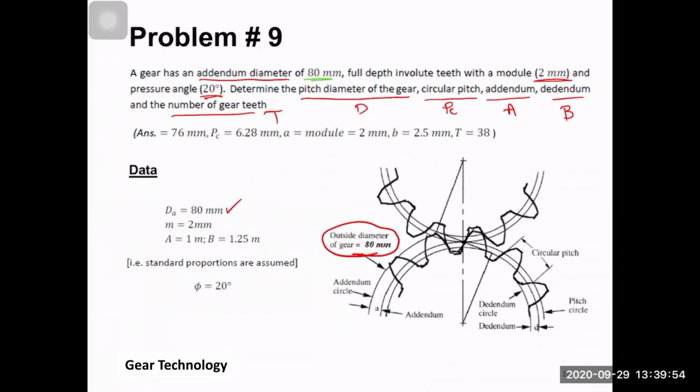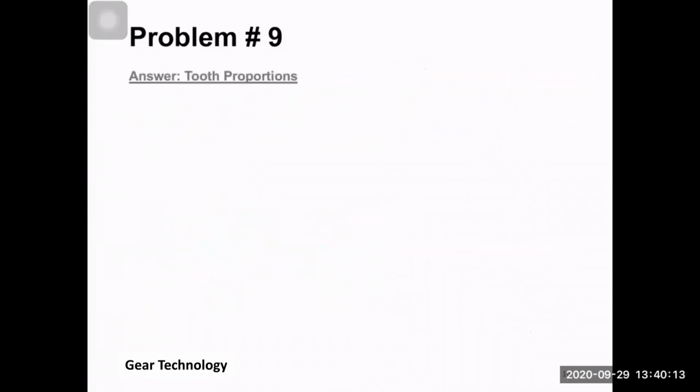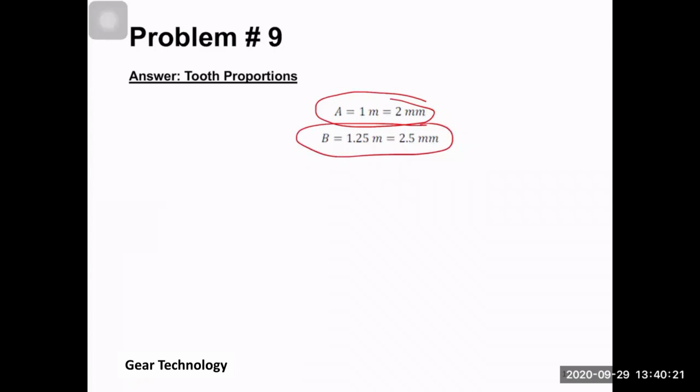We have the module, and for standard proportions, we can simply say the addendum is equal to 1 multiplied by the module, and then the dedendum is equal to 1.25 times the module, and of course phi, the pressure angle, is 20. Right, so for the tooth proportions, if we use the standard values, addendum is 1 times the module, dedendum is 1.25 times the module.